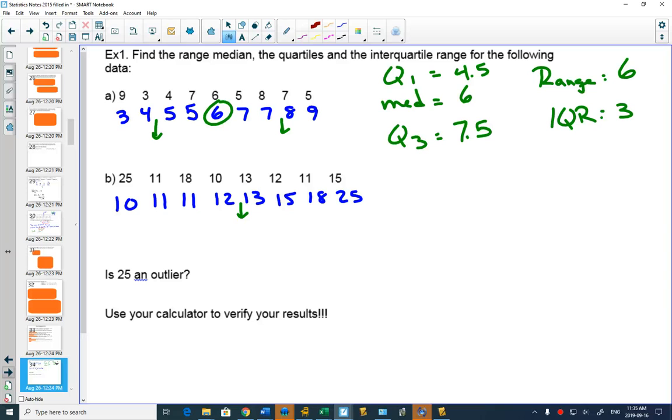So here, our median is going to be 12.5. In this situation where the median is right in between the 12 and the 13, we would look at our bottom half and say there's 4 numbers. What number is in the middle? It's going to be between the second and the third one. So our quartile 1 is the average of 11 and 11.